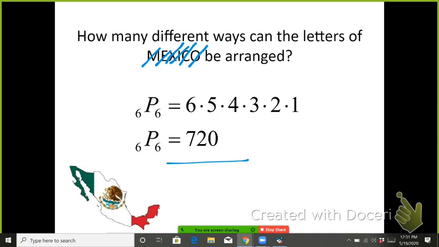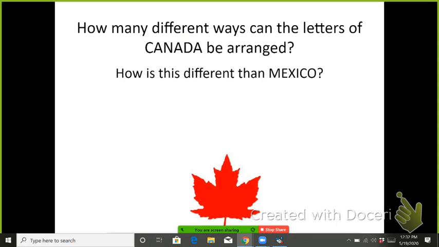All right, but Mexico is our neighbor to the south. What about our neighbor to the north, Canada? How many ways can we rearrange the letters of Canada? Well, you might be thinking it's just 6 factorial. How is this different than Mexico? Well, Canada has repeated letters. Notice how if I switch any of those A's, if they weren't colored, you wouldn't notice. If I switch the green and the blue A's, it still spells Canada.